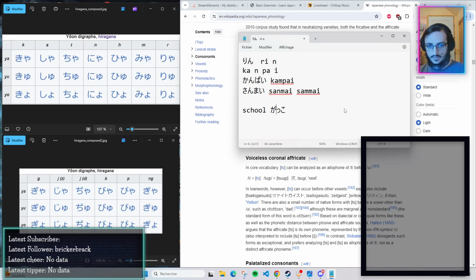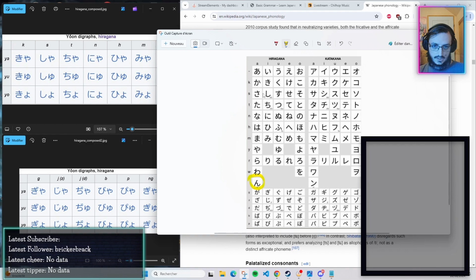So school, gakko. As you can see, there is this little thing between the ga and the ko, which is a little tsu. So here we have a little tsu. So tsu from the chi line, ta chi tsu te to.